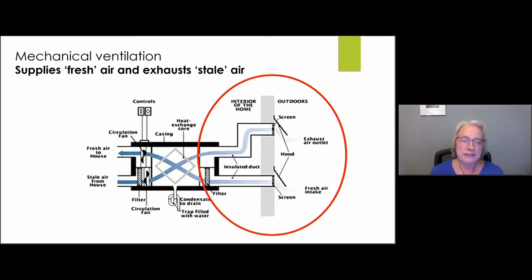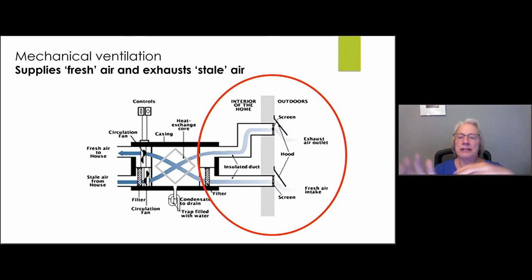This example is an HRV or ERV, a heat recovery ventilator. When you have air coming in and air exhausting at the same time, the exhausting air actually preheats the incoming air so that you're not warming up cold air. And once again, as you exit the house, there's another filter that it goes through, and then it exhausts itself.